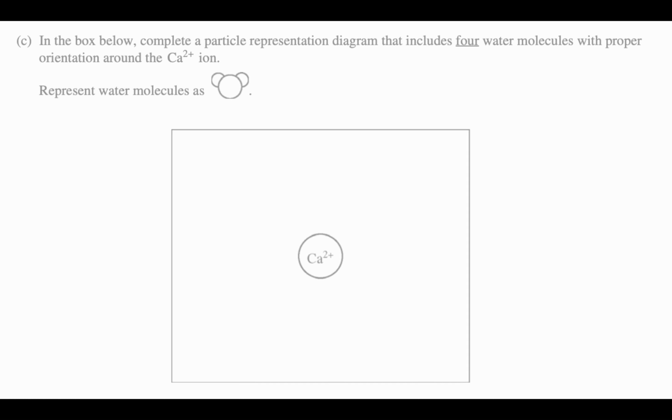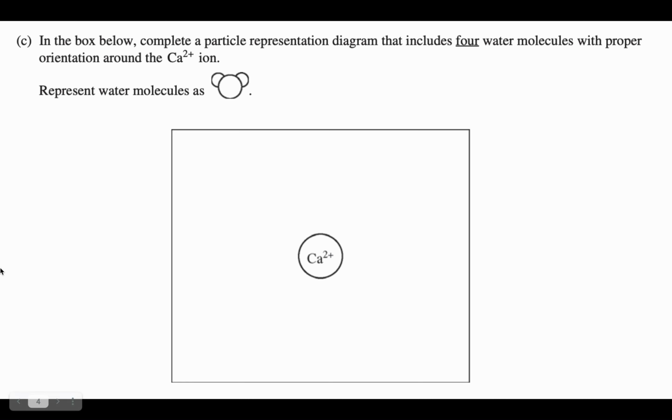Alright, on to part C. Part C says, in the box below, complete a particle representation diagram that includes 4 water molecules with proper orientation around the Ca2+ ion. Represent the water molecules as this shape right here. So, in this question, they would like us to draw 4 water molecules that are in the correct orientation according to their polarity around this ion.